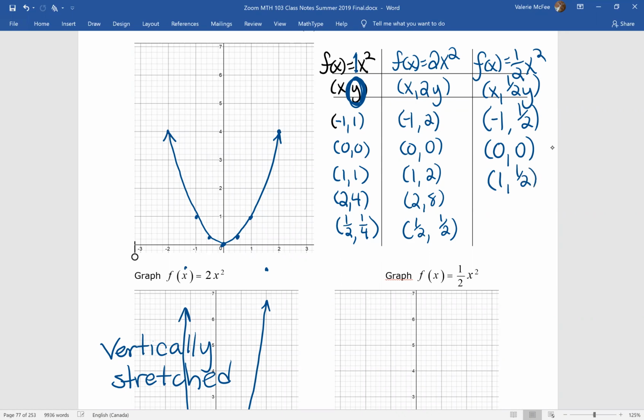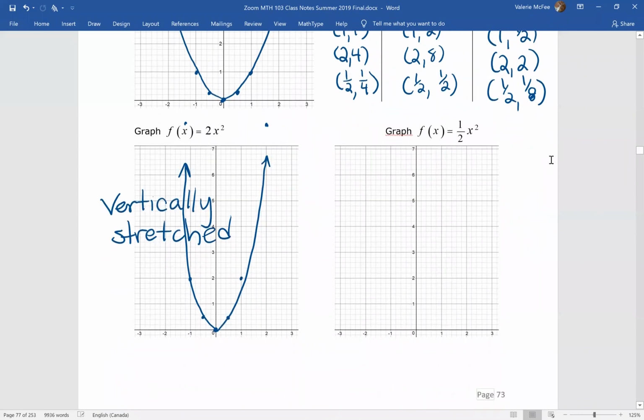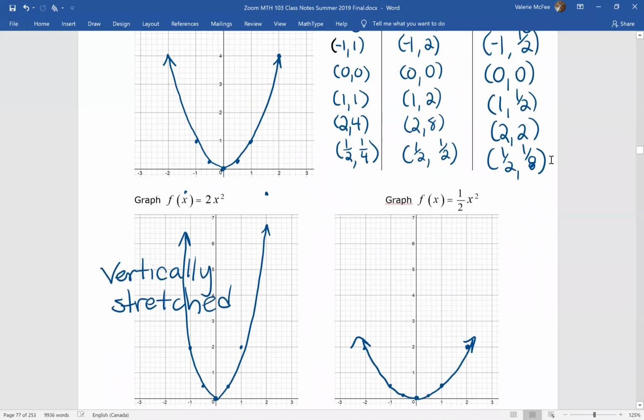X stays the same, 1/2 of y. And using symmetry, when we compare this graph to our basic function, we see that it is wider and it looks shorter. This graph has been vertically compressed.